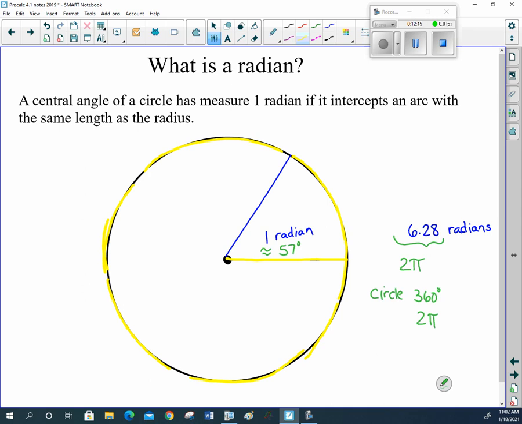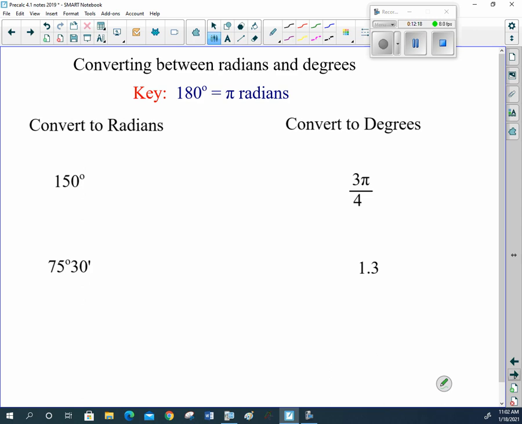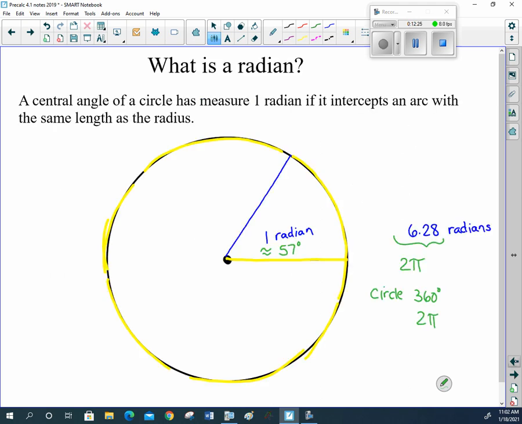So what we're going to do is use that idea to convert back and forth between radians and degrees. So if 360 degrees is a full circle, then 180 degrees must be a half a circle. And if 2 pi is a full circle, then pi would have to be a half a circle. Those are equivalent measurements right there. And that's the key that we're going to use, because that's the simplified one. You could do 360 and 2 pi, but we'll do the smaller number. That's what we're going to use to convert back and forth.